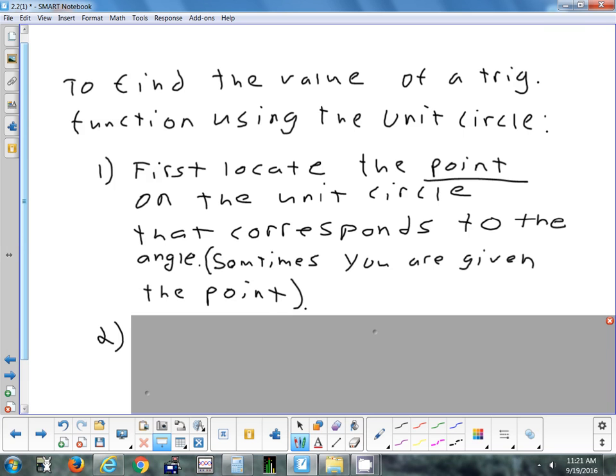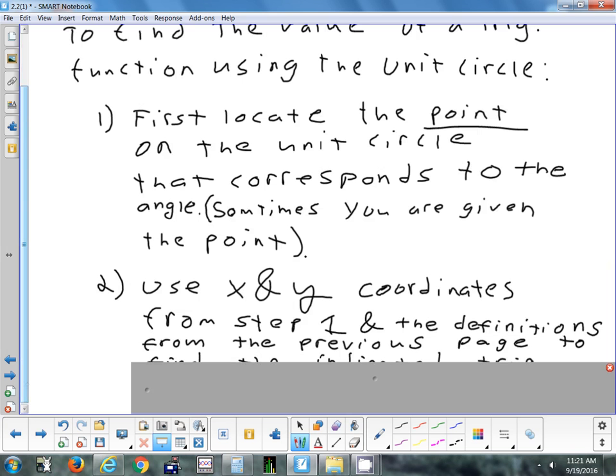Sometimes they'll give you that. In the first few problems that we do, I'm going to give you a point. You're not going to have to worry about finding it. We'll get to some problems towards the end where you do need to find it. So step one, finding the coordinate.